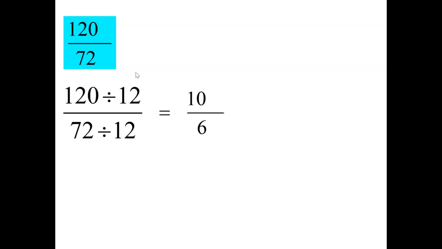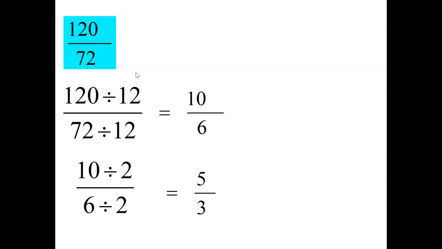But in this case, I cannot stop here. I need to go further because 10 and 6 both can be divisible by 2. So this is not the lowest term yet. I'll go further and divide 10 over 6 by 2. 10 divided by 2 will give me 5, and 6 divided by 2 will give me 3. So 5 over 3 is your lowest term and your final answer. Hopefully you understand how to reduce fractions. For practice, try more fractions and reduce them more.